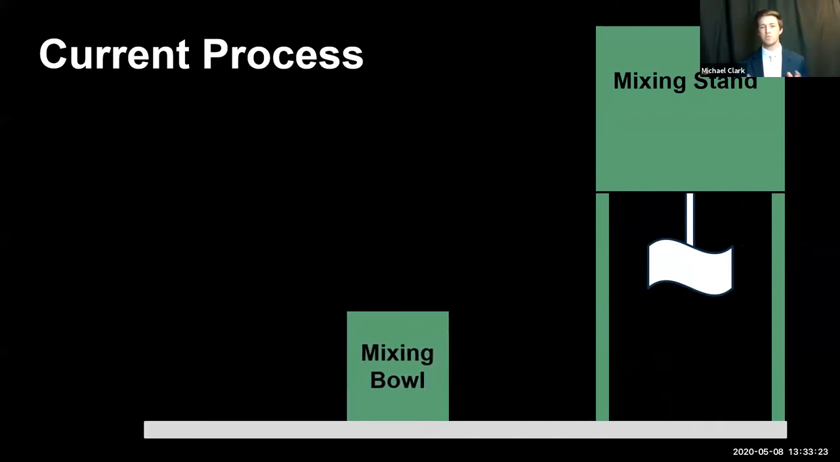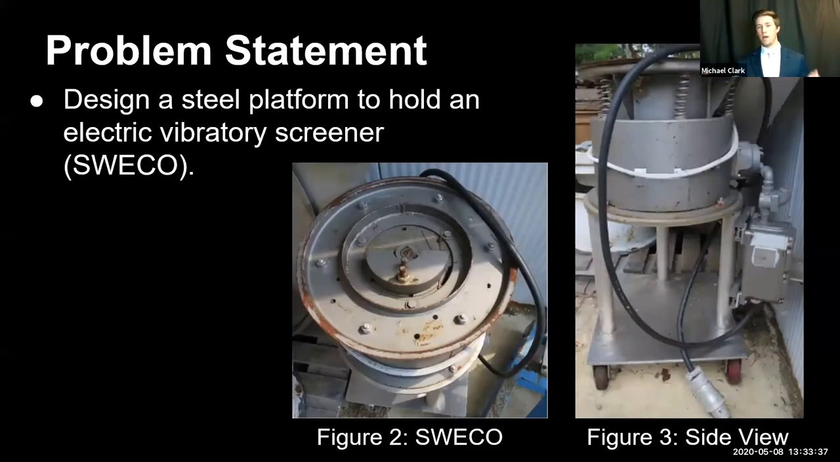As you can see, there's that middle step that's wasting a lot of time and therefore money of the workers having to pause the mixing process, go into the building, and then come out again. So what Aerojet wants us to do is introduce a Sweco machine. Where the workers hand sift that material, the Sweco machine is a vibratory screener that will do this for them so that the workers never actually have to go back into the building.